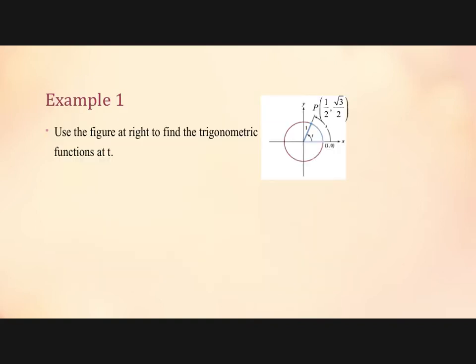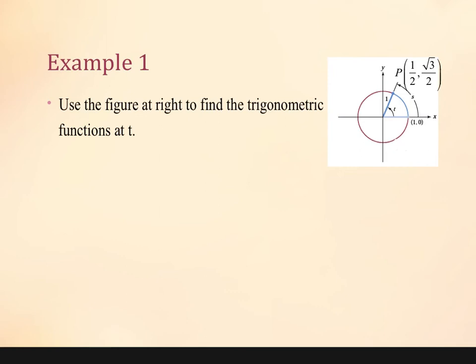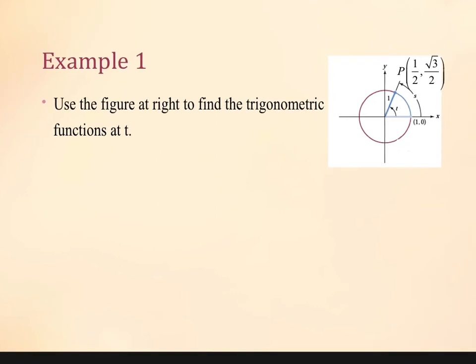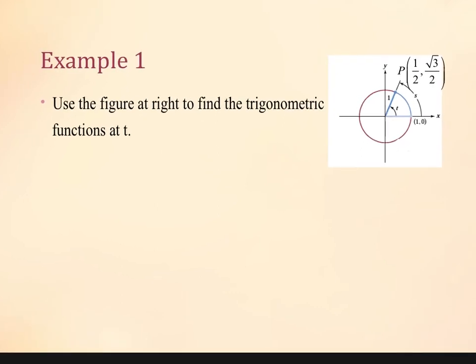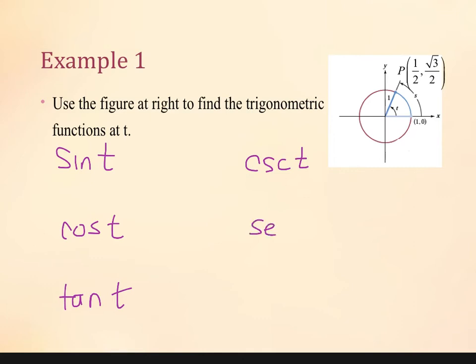So this first, we're going to baby step our way in. It says, use the figure at the right to find the trig functions at t. So this one's already giving you the point. T is the angle. So you want to find the sine at t. You want to find the cosine at t. You want to find the tangent at t. And then the cosecant, secant, and cotangent.